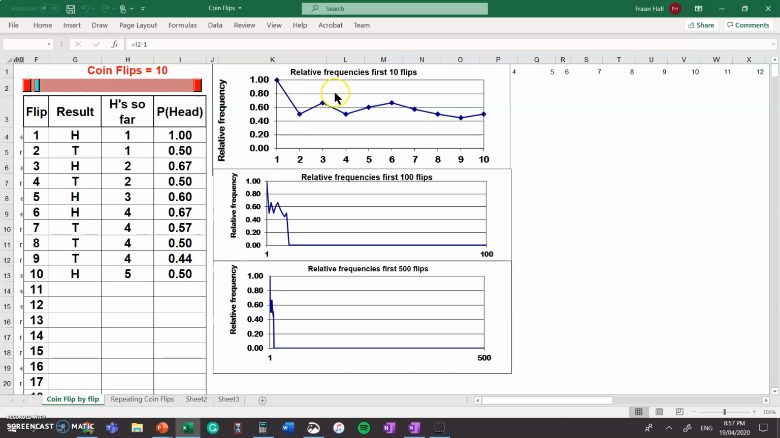But the thing to notice in the first 10 flips is that this graph started off with large changes, but then it's starting to balance out. What we should see is that the graphs then settle down on 0.5. So this is the graph for the next 100 flips.